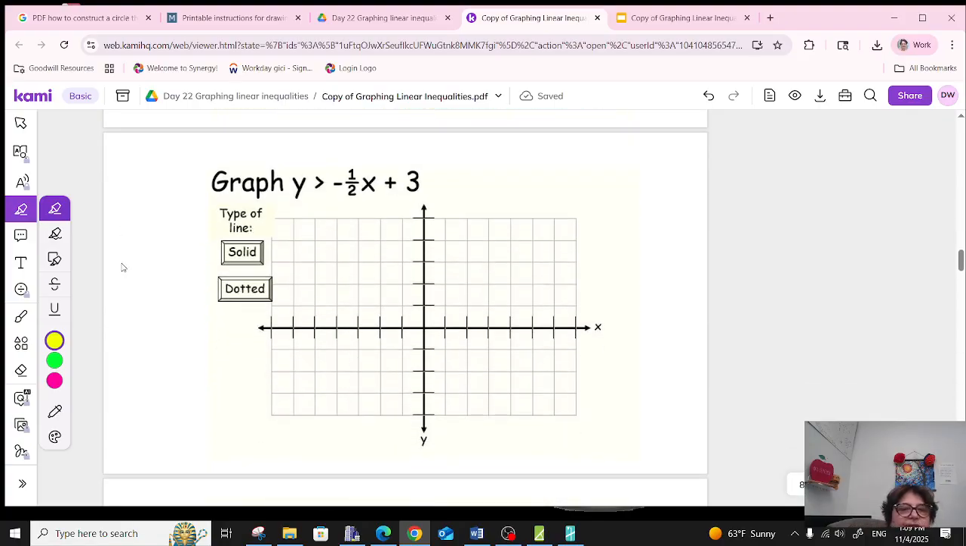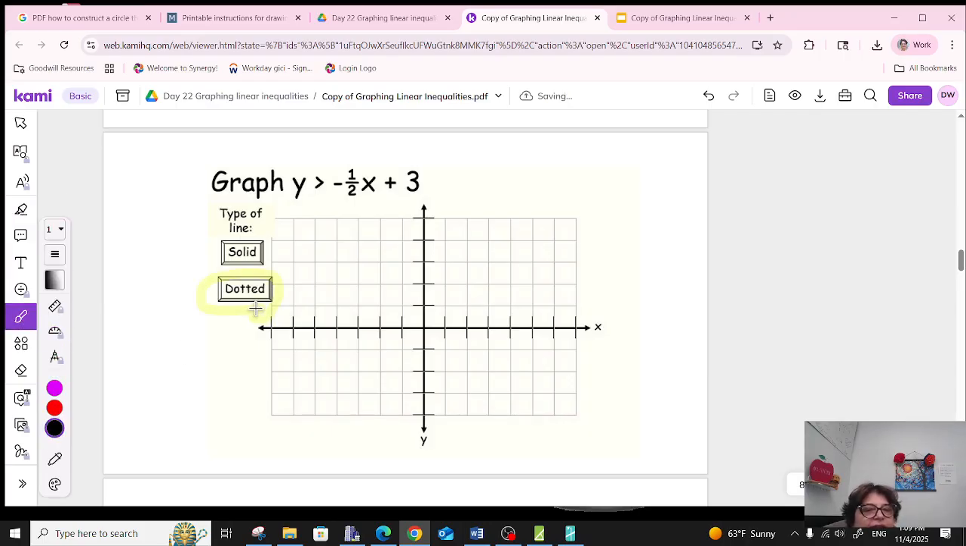Okay, now we're going to do this one together. First of all, is it going to be a solid line or a dotted line? It'll be dotted. And it's dotted because there's what? No line under the inequality. I'm going to graph this line like I normally do, but instead of making a solid line, I'm going to dot it or dash it.